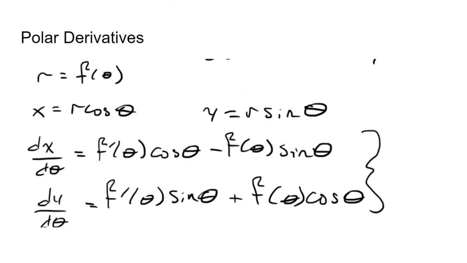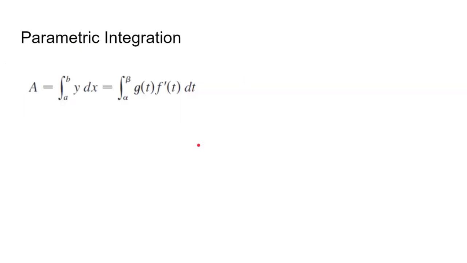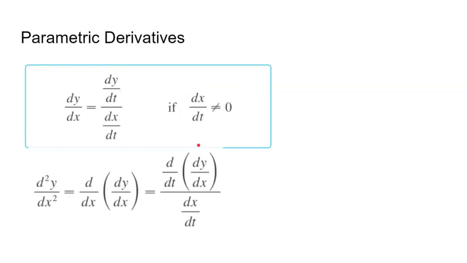And so the cool thing about this now is that we have basically parameterized x and y in terms of theta. So we have x and y in terms of theta. So it's a parametric equation. We can use this. So we're going to use this on the next slide.